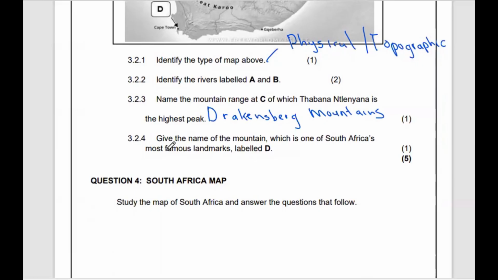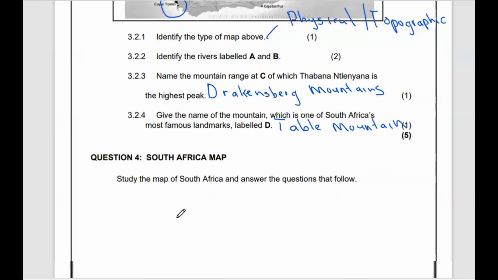3.2.4, give the name of the mountain which is one of South Africa's most famous landmarks, labeled D. So the most famous mountain which is found in D is known as the Table Mountain. So that is the most famous mountain which is found in Cape Town.